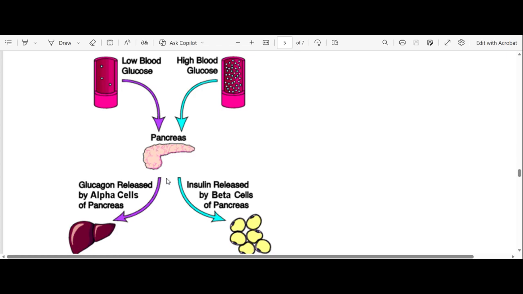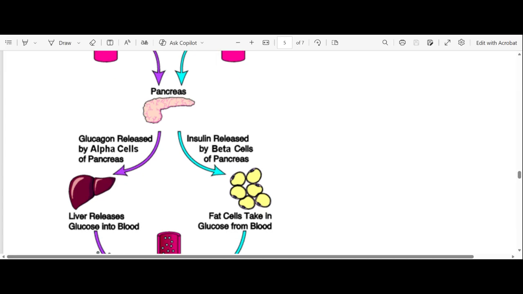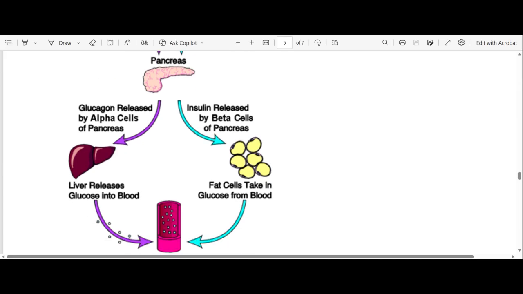The glucagon will be transported through the blood to your liver, not kidney, to your liver. Then your liver will do what? The liver will convert glycogen to glucose. Then your sugar levels increase back to normal.